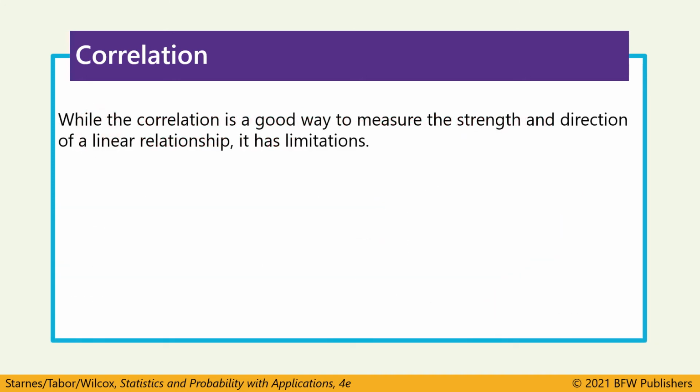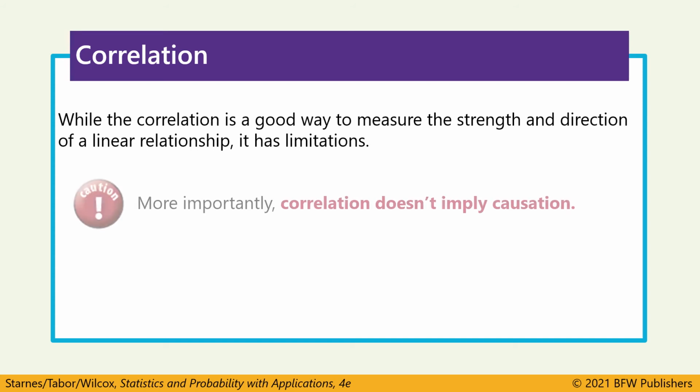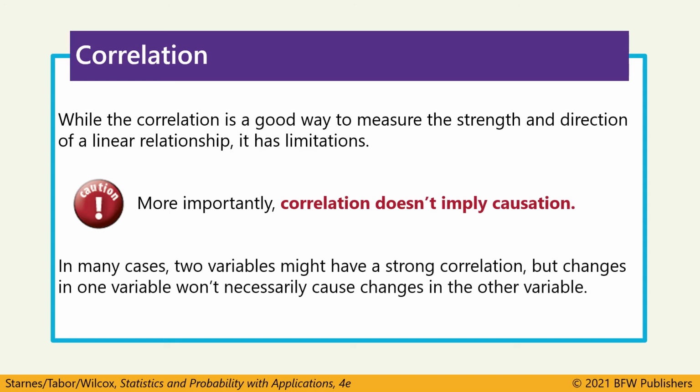And while the r value is a good way to measure strength and direction, it has limitations, mainly that we don't want to assume that just because two variables are strongly correlated, that there's some kind of cause and effect situation going on. So in a lot of cases, we might see that in a scatter plot, two variables that have a really strong correlation, but it's not necessarily that one variable is causing the change to the other.